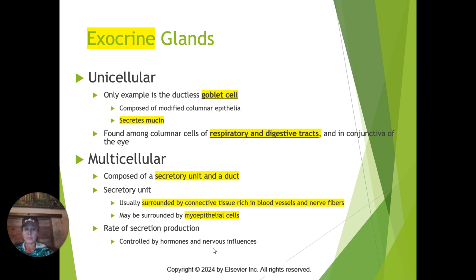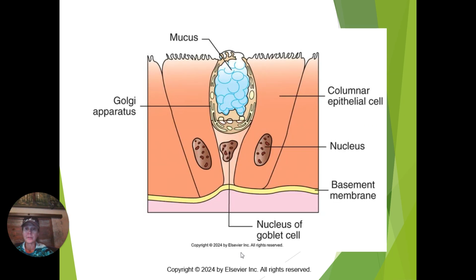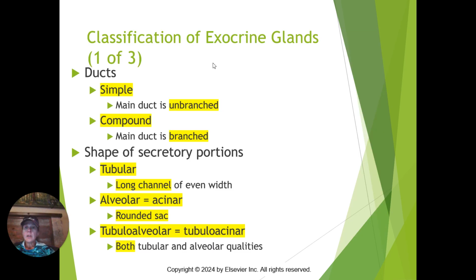So the rate of secretion production is often controlled by hormones, which again are usually from endocrine glands, as well as nervous system impulses. Here is a schematic of the goblet cells that we saw in the GI tract. Again, they're also present in the respiratory tract. They produce mucus.